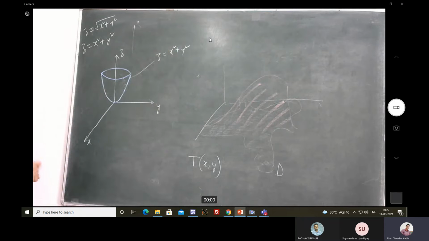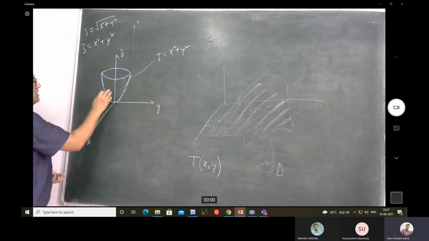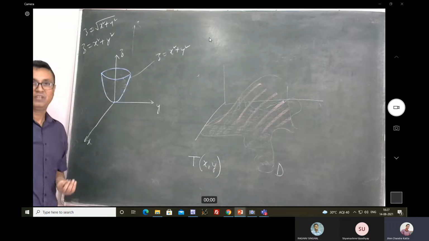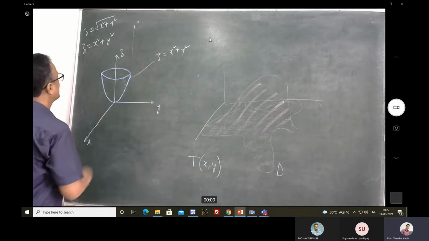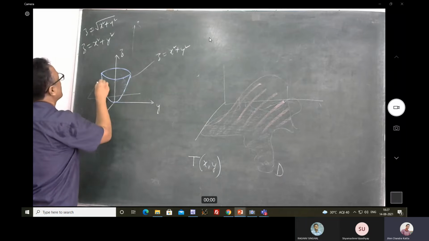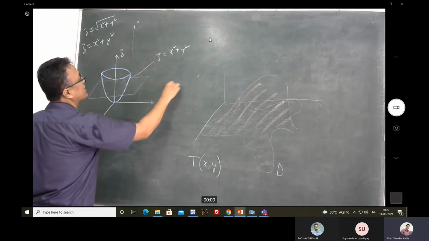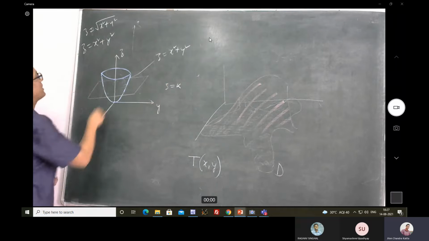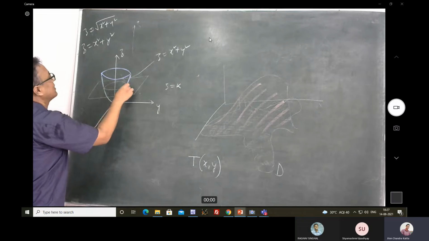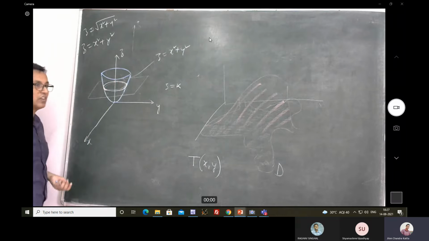Okay. So now, what we are going to do is intersect this surface with a plane parallel to the xy plane. Say suppose I want to cut this with a plane parallel to the xy plane, and it is given by say z equal to k. Okay. So then what is it going to do? This plane is going to cut this surface into a circle, isn't it?